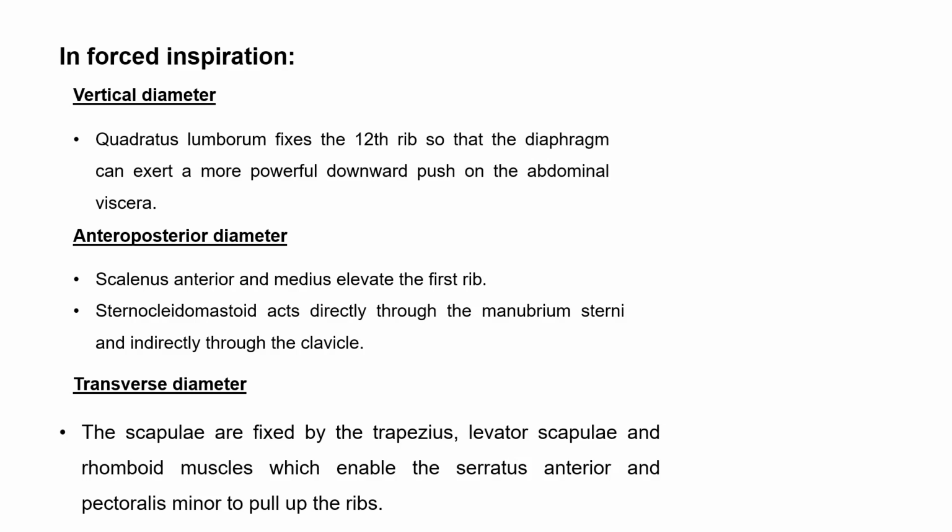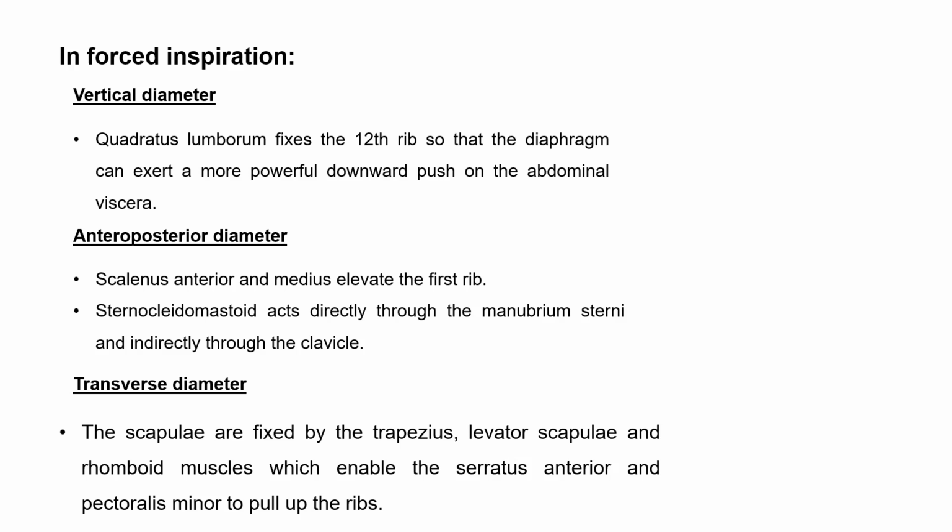The transverse diameter of the thorax will also be increased by fixation of the scapula by the trapezius muscle and the rhomboid muscle, and by the contraction of the serratus anterior muscle on the ribs, which will further increase the transverse diameter of the thorax. These are the accessory muscles which will contract during inspiration.